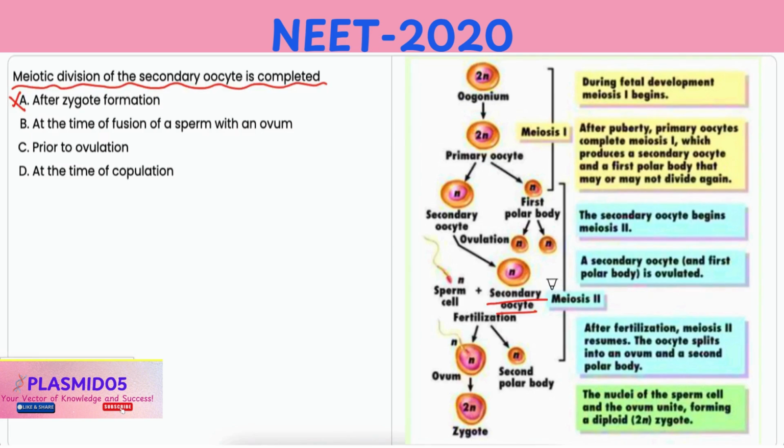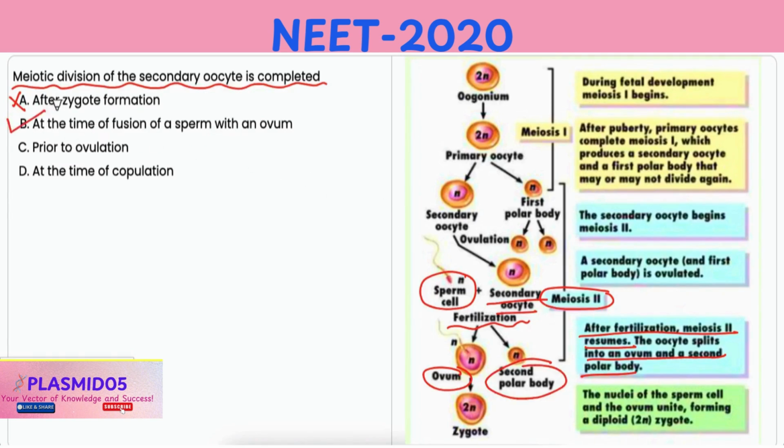Option B, at the time of fusion of a sperm with an ovum. The secondary oocyte completes its second meiotic division only after the sperm penetrates the oocyte during fertilization. So, upon fusion with the sperm, the oocyte undergoes a cascade of biochemical processes that trigger the resumption of meiosis II, which was previously arrested at the metaphase 2 stage. And this process involves the completion of meiosis II, resulting in the formation of a mature ovum and a small polar body. Hence, this is the correct option.